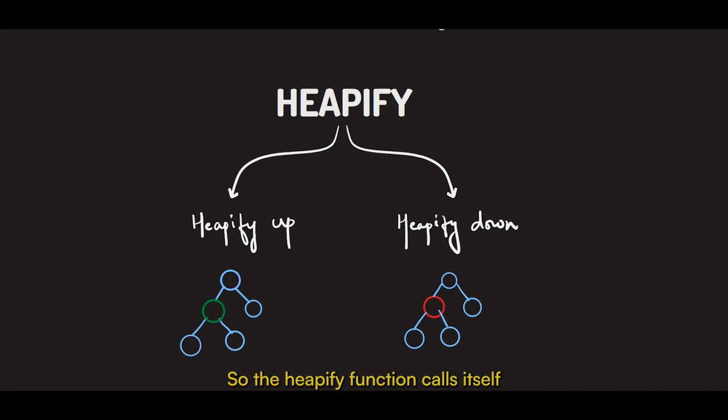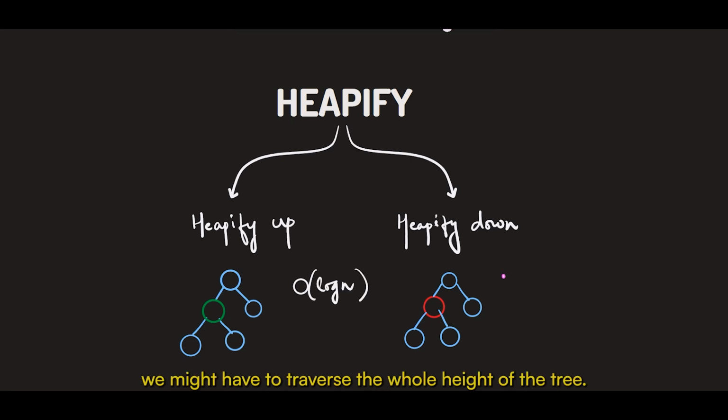So the heapify function calls itself recursively on the swapped element and the min value sinks down the heap. The time complexity of both of them is big O of log n because in the worst case, we might have to traverse the whole height of the tree.